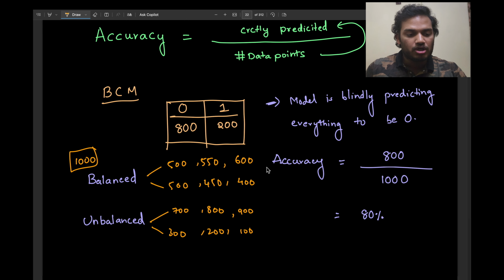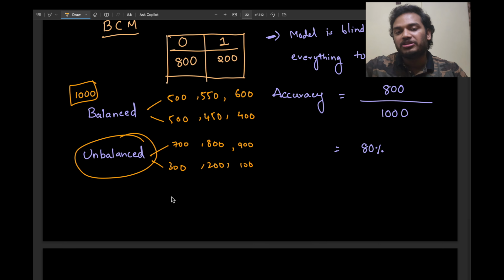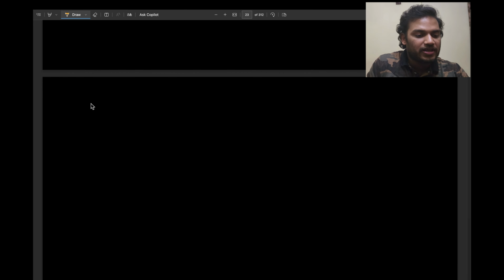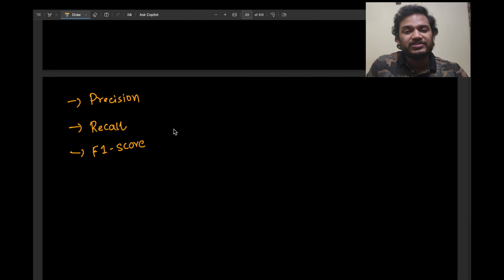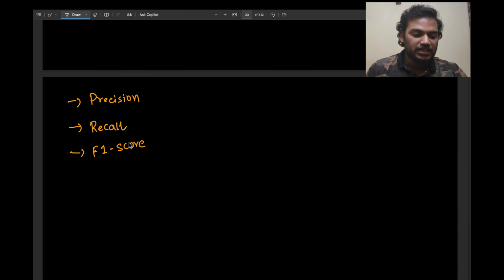If you are having some kind of unbalanced data, it is better to go for other metrics apart from accuracy. Those metrics are called precision, recall, and finally something called the F1 score. These are the other metrics apart from accuracy through which we can find how good our classification model is. Let's try to understand each of those.